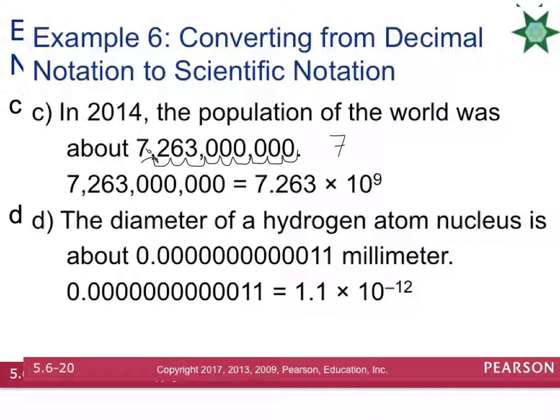So we have 7.263, and we moved it 9 places, and it's going to be a plus 9, right? So we put plus 9 there, times 10 to the 9th. Okay, so that's how we got that.